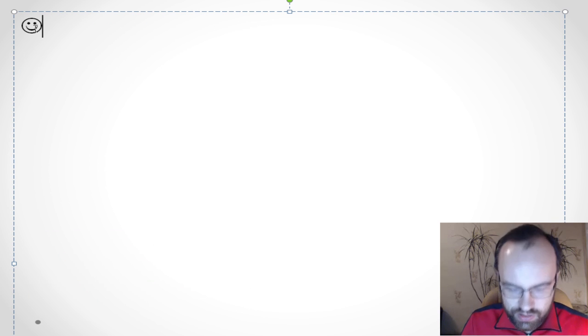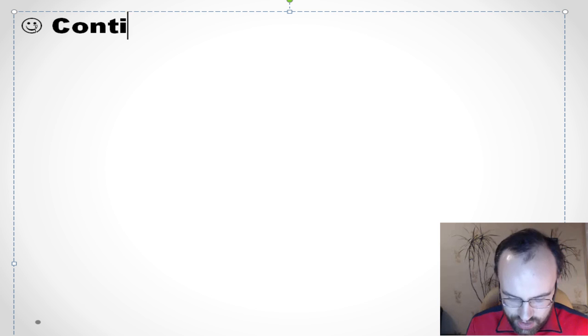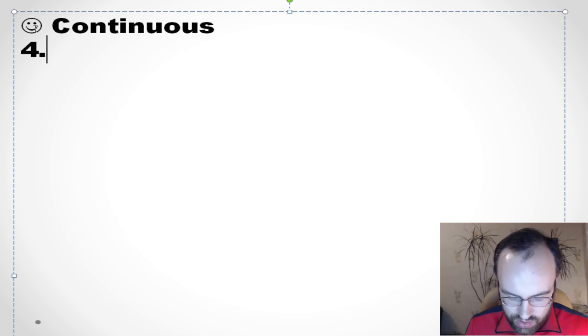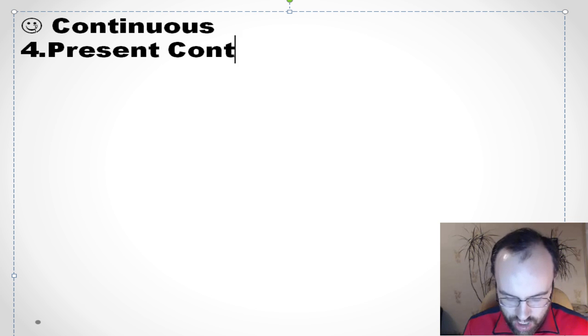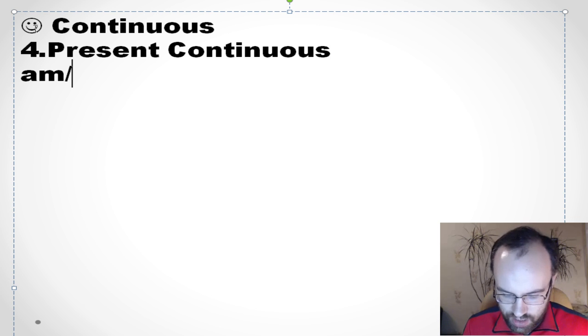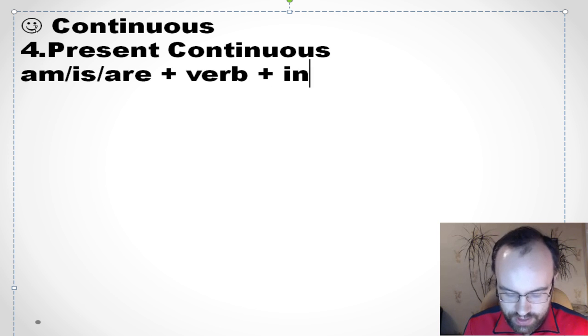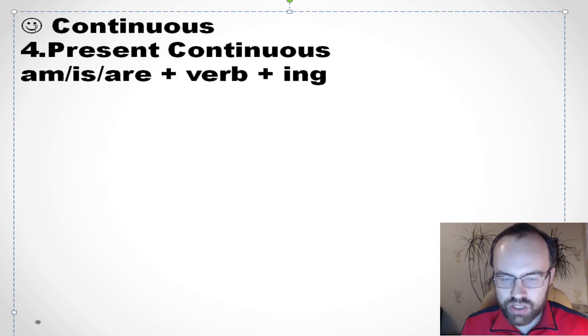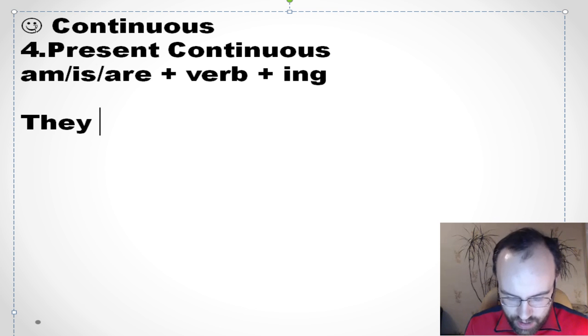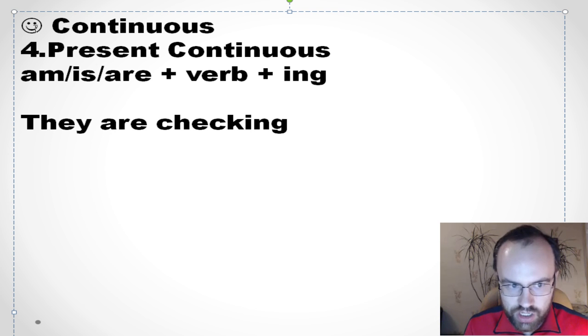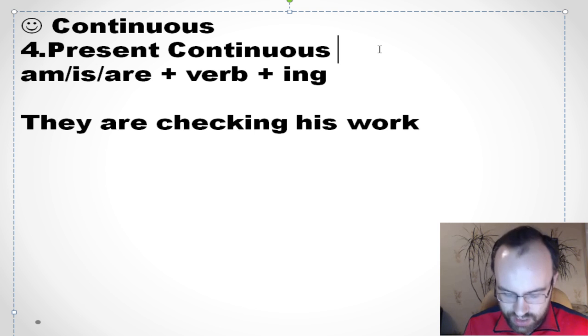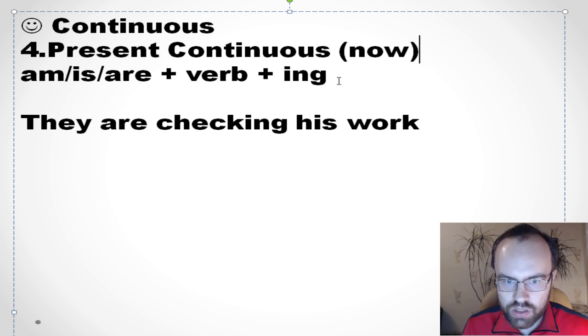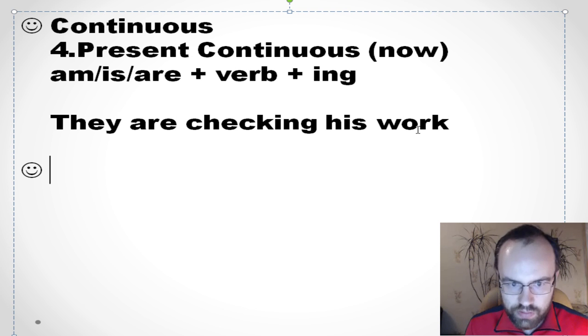So the next group is continuous. Present continuous. How do we form this tense? It's easy. Am, is, are plus verb plus ing. So I am, he, she, it is, we, you, they are. You can say they are checking his work, and it means that it's happening now, at the moment. Very good.